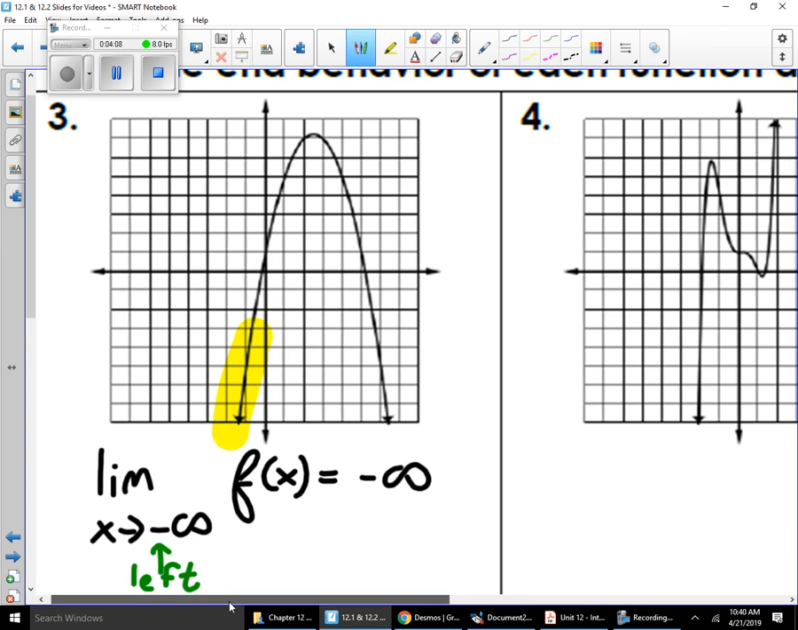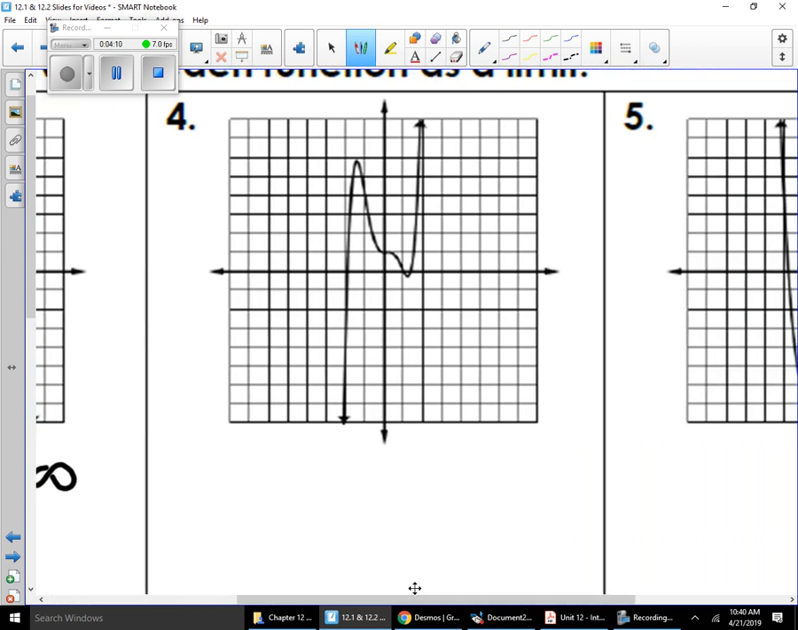So we just looked at a left end behavior. Let's take a look at a right end behavior. Taking a look at number 4 there, we're talking about that arrow that is shooting up. Since we're talking about right end behavior, this is a limit as x goes to positive infinity.